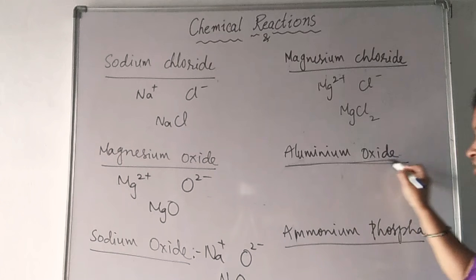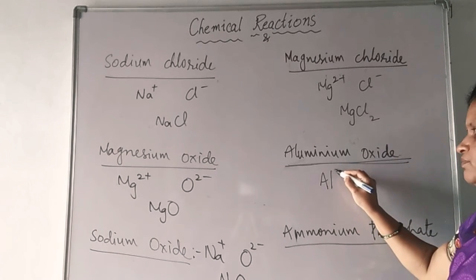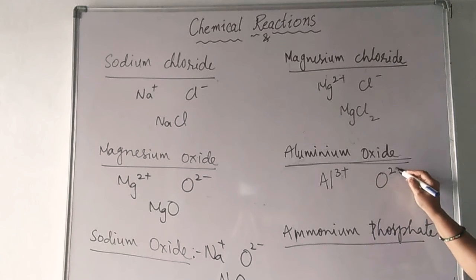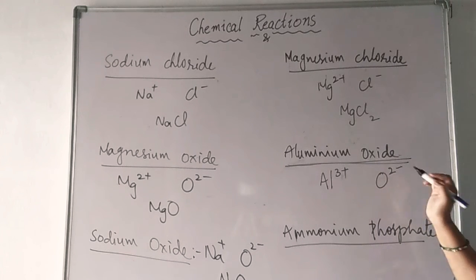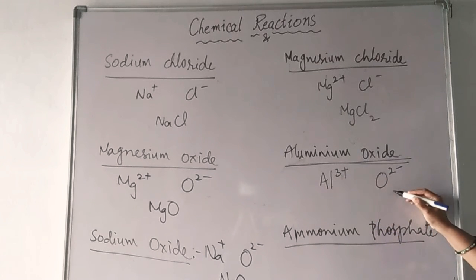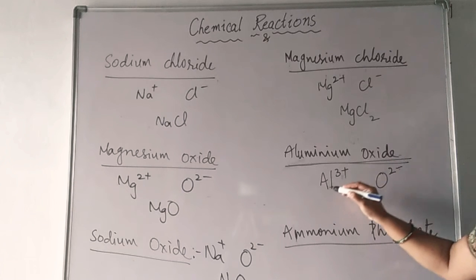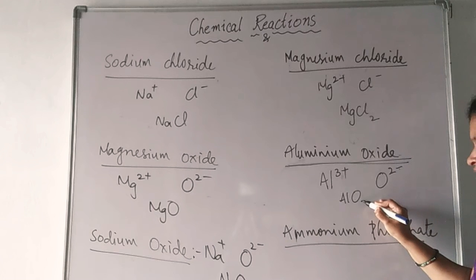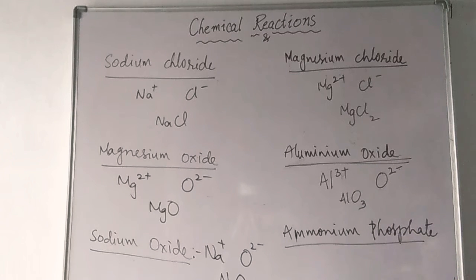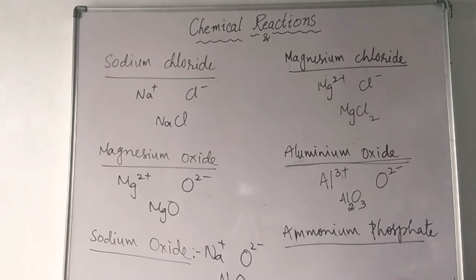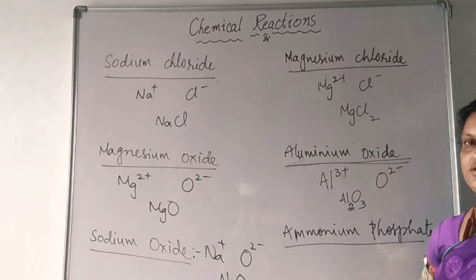Coming to aluminium oxide. Here, aluminium valency is 3 plus, oxide valency 2 minus. Both are not same. That's why what we have to do? Write this number as a subscript for oxygen and write this number as a subscript for aluminium. The valency of aluminium is written as a subscript for oxygen and the valency of oxygen is written as a subscript for aluminium. So Al2O3 is the formula for aluminium oxide.